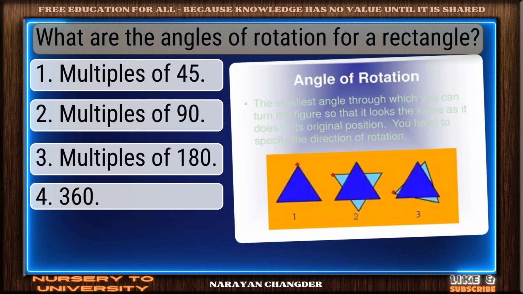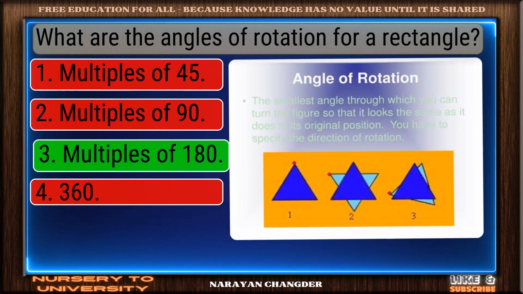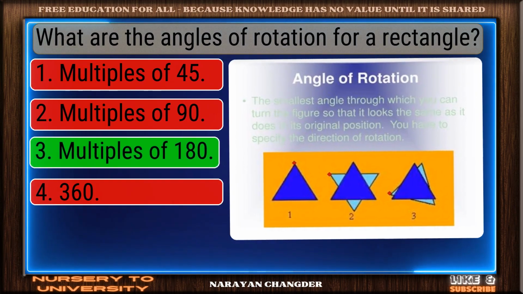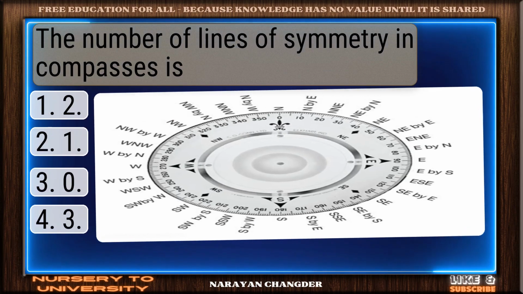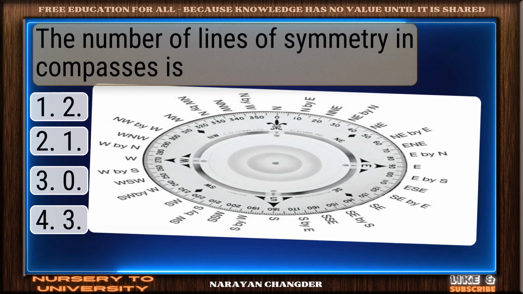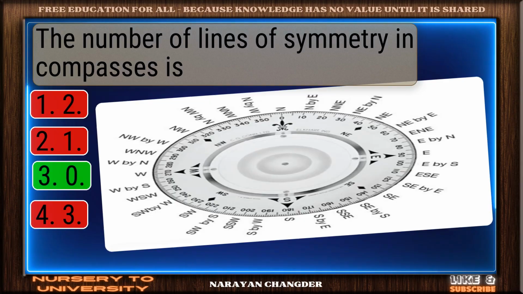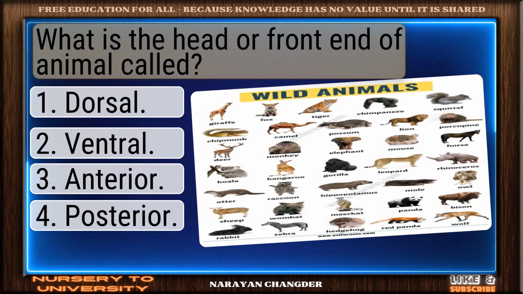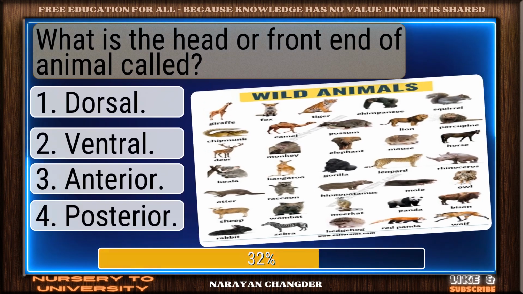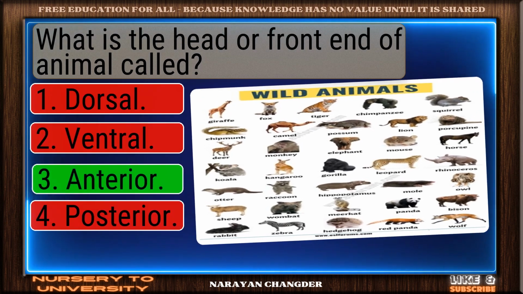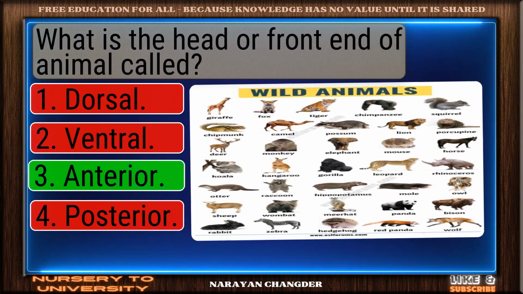What are the angles of rotation for a rectangle? Excellent. Multiples of 180 is a brilliant choice. The number of lines of symmetry in compasses is... Correct. Zero is the right answer. What is the head or front end of an animal called? Great thinking. Anterior is the right choice.